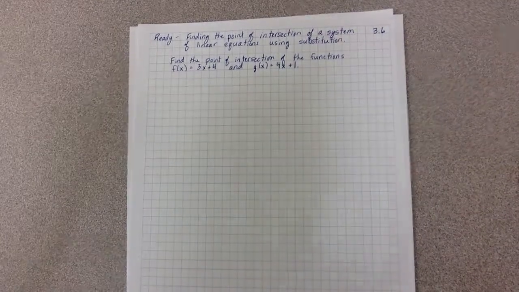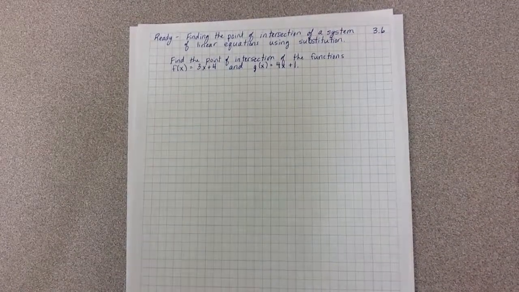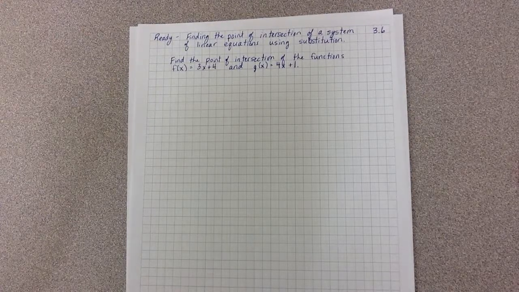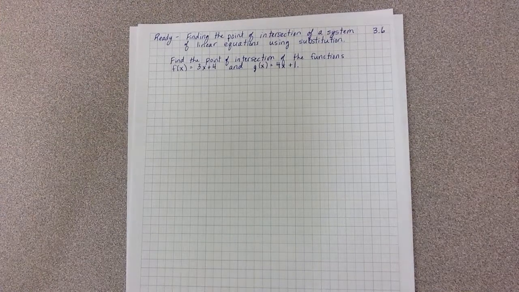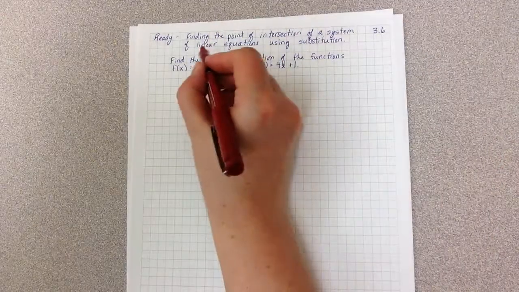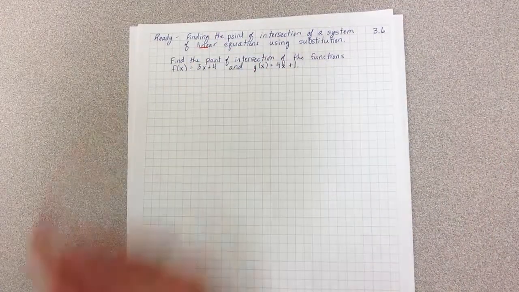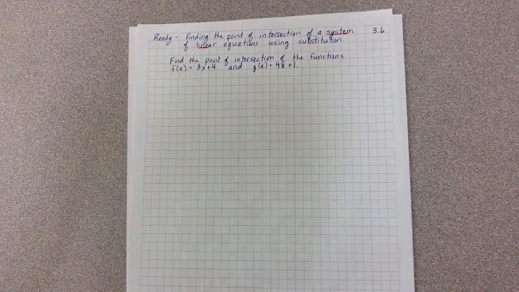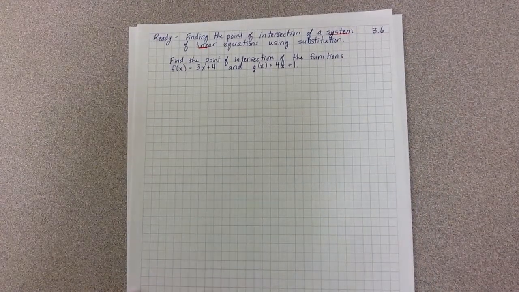These are the notes that go with the ready in 3.6. In this ready, you're asked to find the point of intersection of a system of linear equations using substitution. So just some language here. Linear equations, lines. System, more than one. And then intersection means where they're equal.